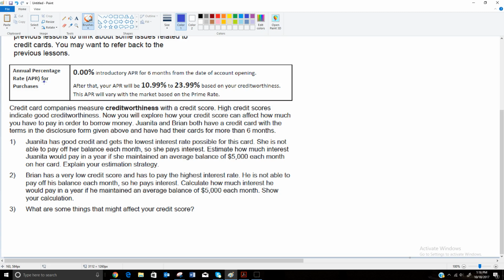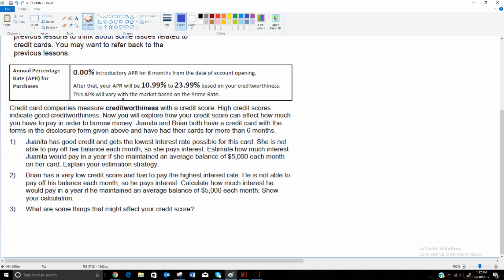It has to say annual percentage rate, it has to say what the APR is, and that there's a range and all of that. So let's read this. It says that 0.00% introductory APR, which of course means no interest rate, introductory annual percentage rate for 6 months from the date of account opening. So it doesn't say from the date that you first use it, it says from when it's open.